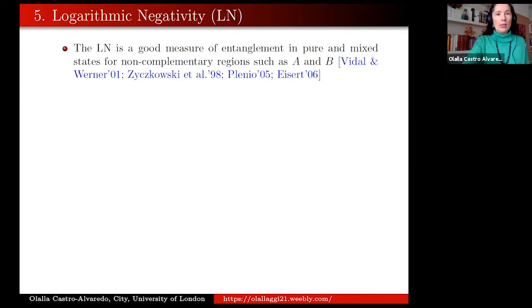So what else? I've told you a little bit about entanglement entropy and how you can define it. I'm going to tell you about another measure now. This is called the logarithmic negativity. And this is also a good measure of entanglement according to those properties I mentioned at the beginning. But it is a good measure both in pure and in mixed states and for non-complementary regions such as AB in this picture.